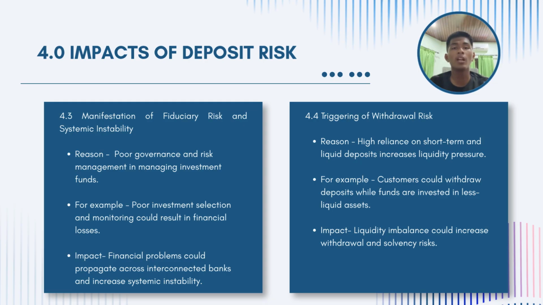For the third impact, fiduciary risk is associated with poor governance and risk management in managing investing funds. For example, poor investing selection and monitoring could result in financial losses. As a result, this financial problem could propagate across interconnected banks and increase systematic instability.